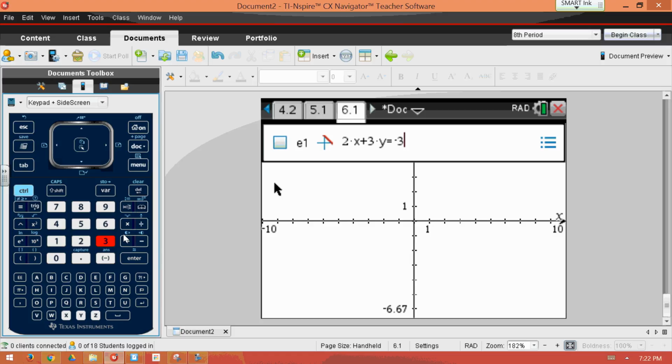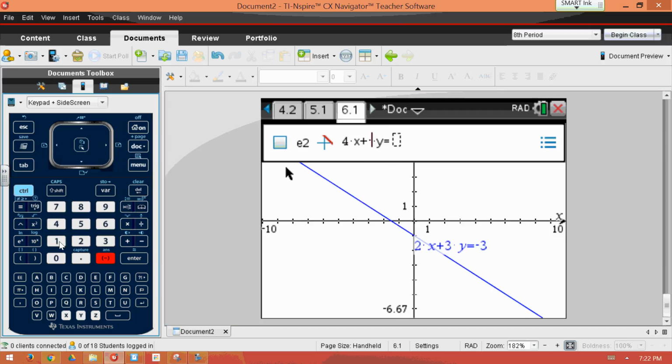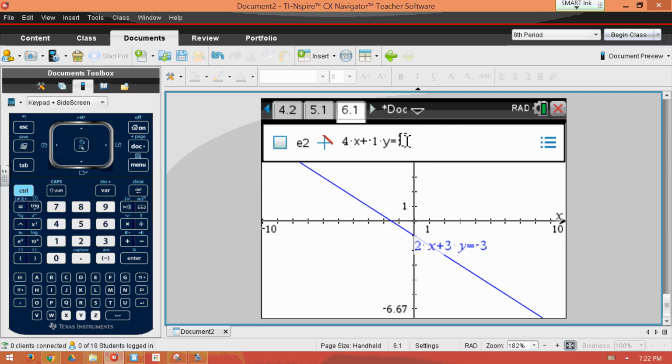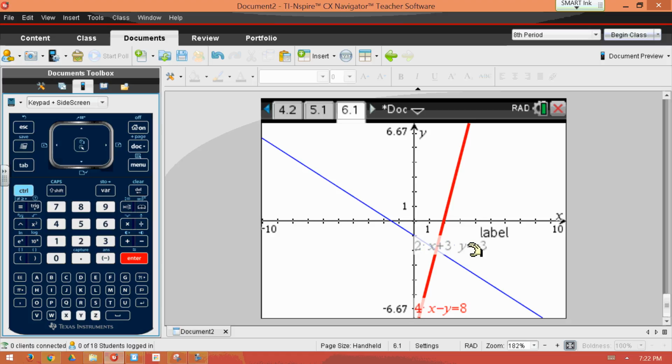Go ahead and make sure and check. Make sure I have the right one. Yes. And then 4x, let's go down and put in 4. I already got the x here. 4x minus y. Since I have a plus, I have to make the y negative by putting a -1 in front of it. And let's put an 8 there. Press enter, and there's my line right there.